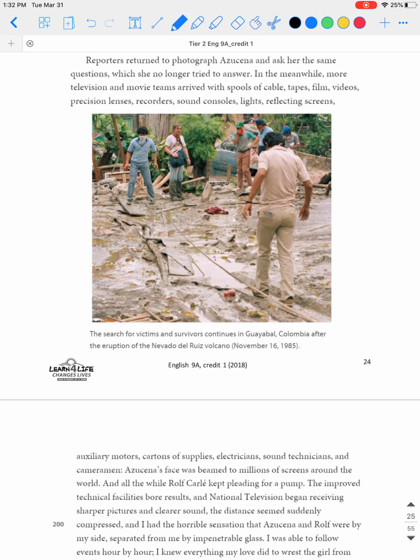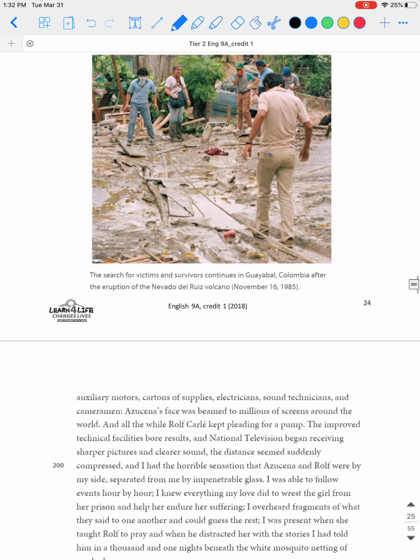The picture above is them searching for survivors in Colombia.